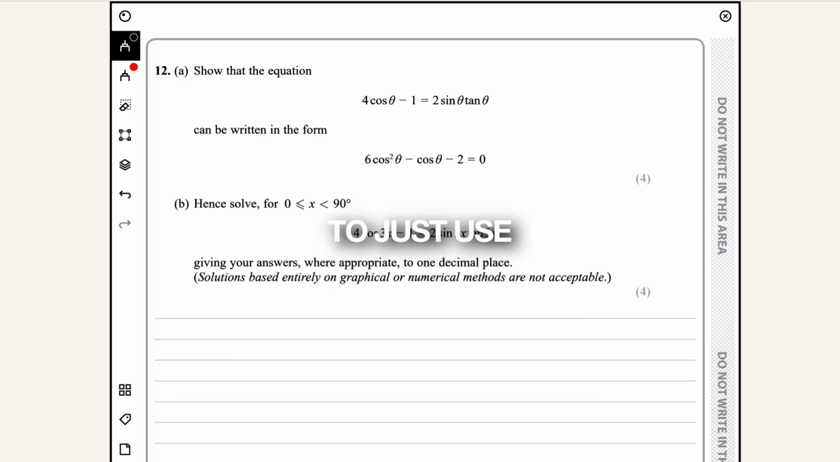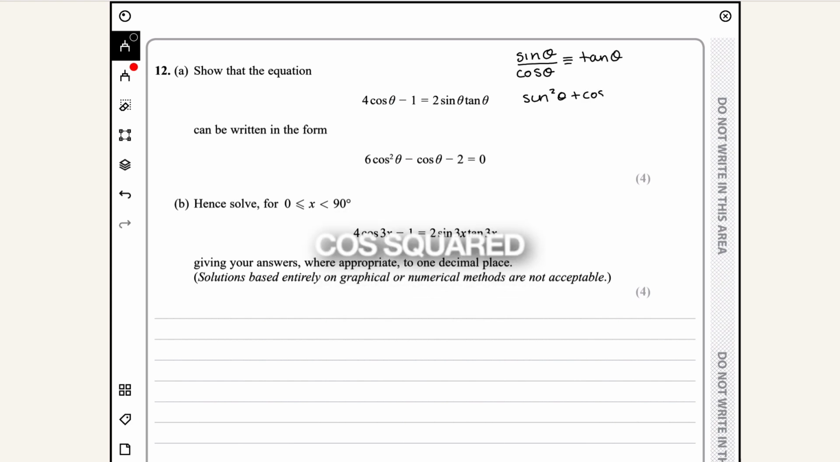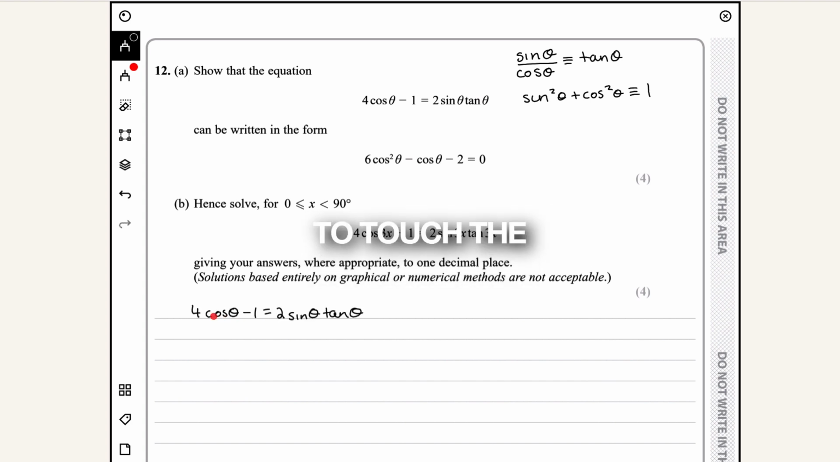We're going to just use two trig identities with this. Remember, sin theta over cos theta is identical to tan theta, and also sin squared theta plus cos squared theta is identical to 1. So I don't want to touch the cos theta here. I want to try to rearrange the sin theta and the tan theta in terms of cos.